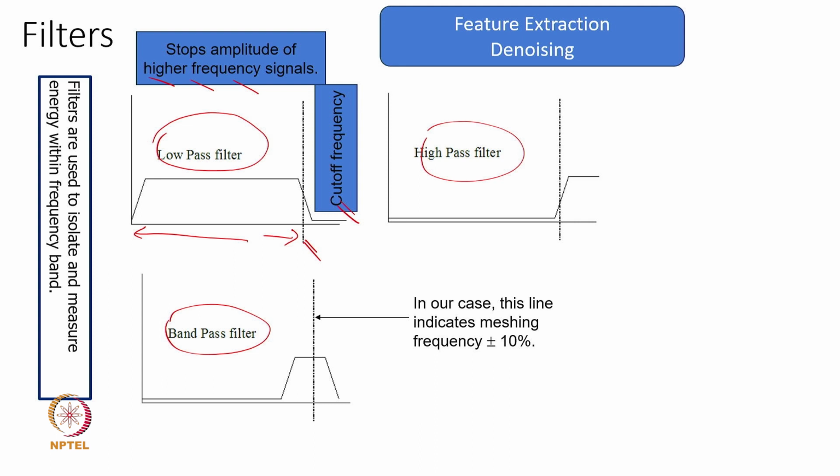Coming to the high pass filter, in this situation only the high frequency data will be passed, and low frequency data will not be passed at all. So that means this data will not be acquired.